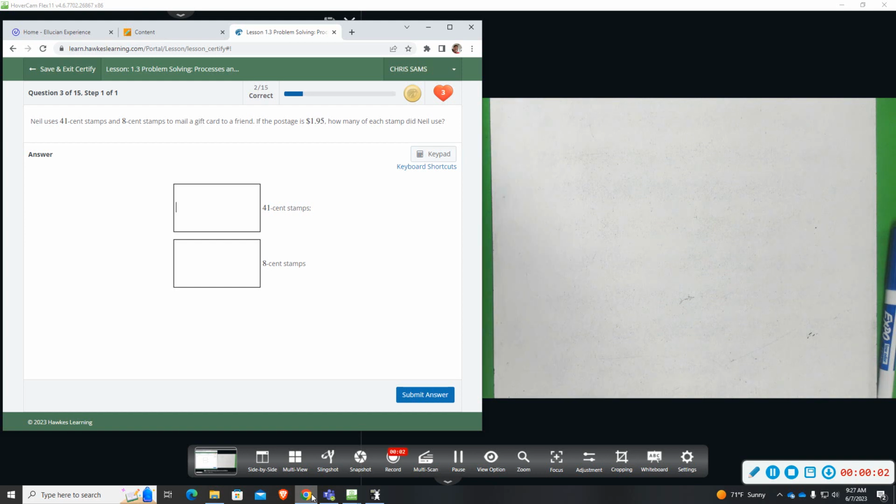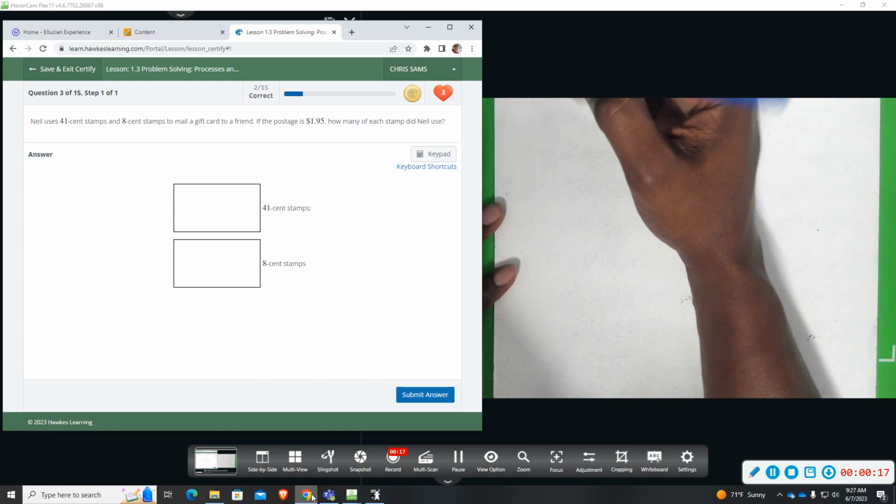All right, so number 3 is going to be almost the same type as number 2. We have some 41-cent stamps, some 8-cent stamps, and we want to mail a gift card to a friend that costs $1.95. So I'm going to start with the more expensive stamp. I'm going to list the multiples.